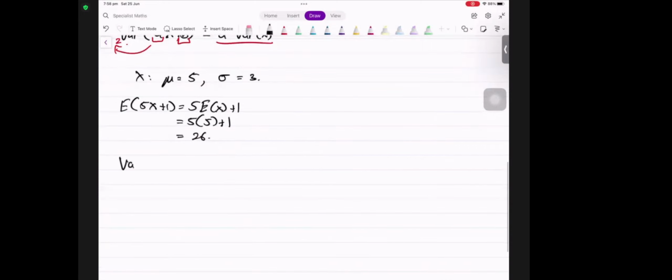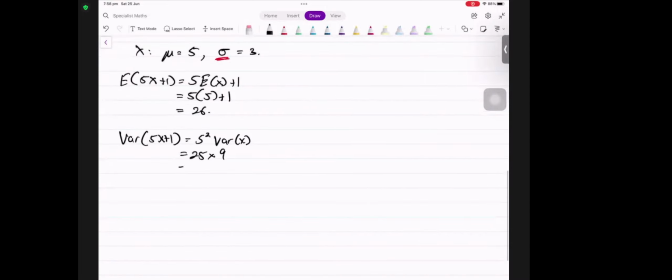And if you want to get the variance similarly, this is just 5 squared times the variance of X, which is 25 times the variance of X. Now remember, 3 is the standard deviation. We're looking at variance, so 3 squared, which is 9. And that will equal, let's see, 225.